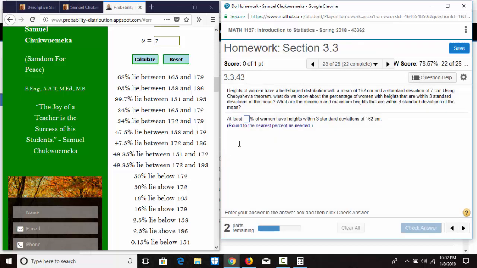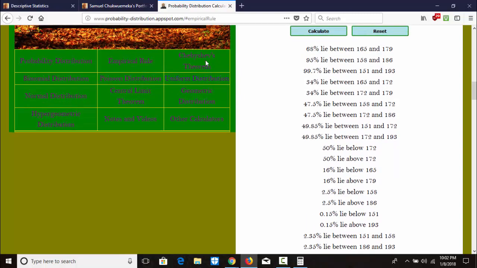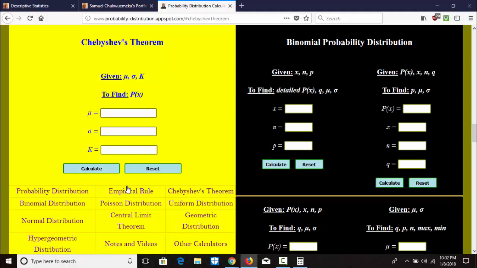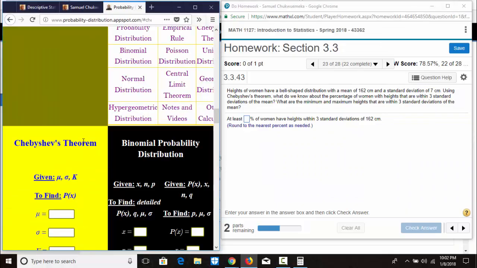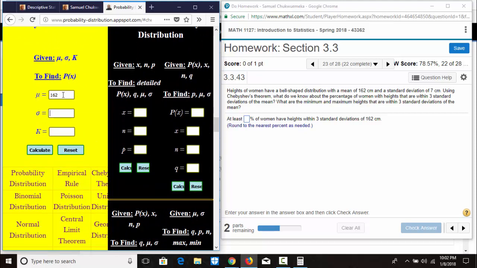Question 23. Heights of women have a bell-shaped distribution with a mean of 162 centimeters and a standard deviation of 7 centimeters. Using Chebyshev's theorem, what do we know about the percentage of women with heights that are within 3 standard deviations of the mean? Okay, Chebyshev's theorem. You come here and just click Chebyshev's theorem, and this is what we're going to use. The mean is 162 centimeters. The standard deviation is 7. The K is how many standard deviations from the mean? That is 3. And you press calculate.